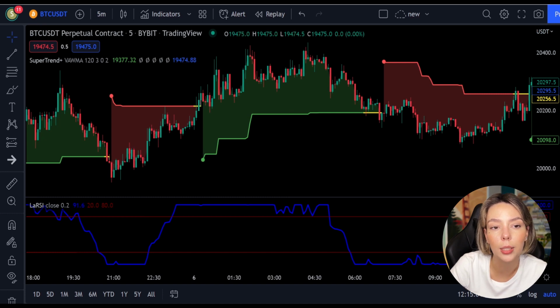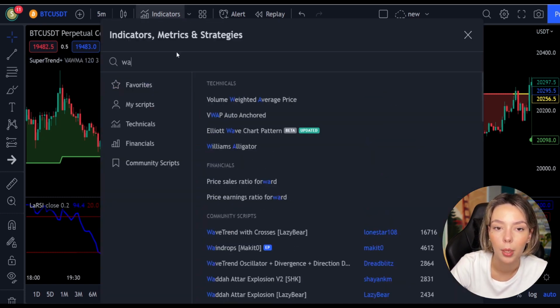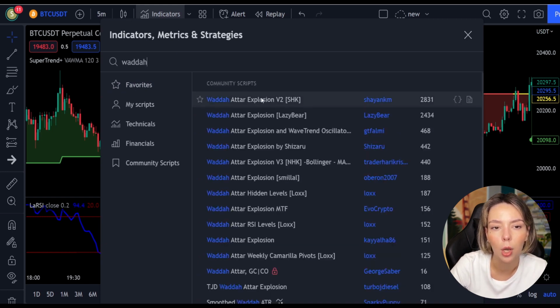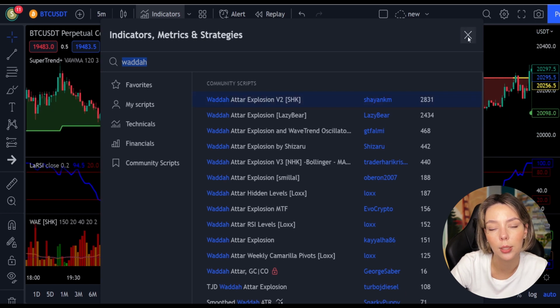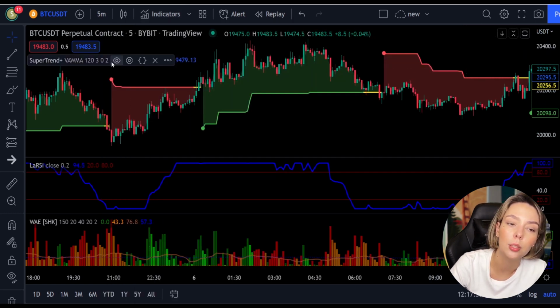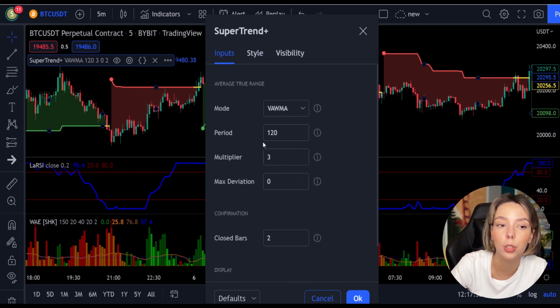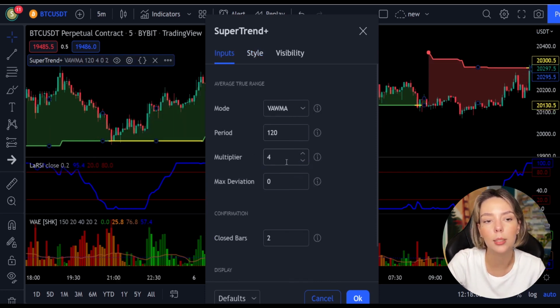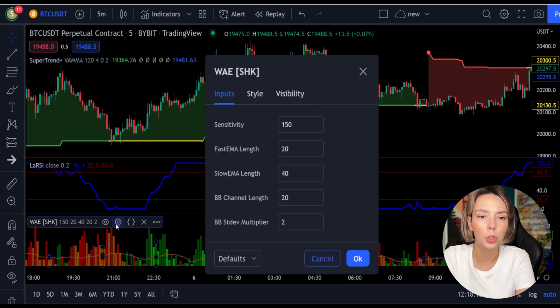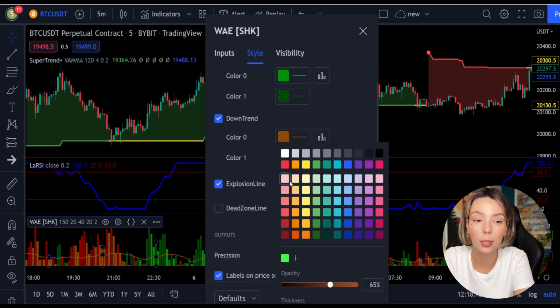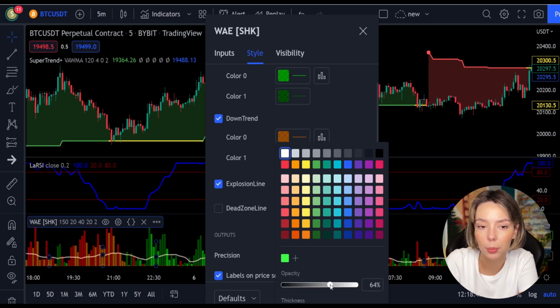The third indicator we are going to add is Vedha Eta Explosion. This one is by Shanky M. Now we need to change the settings on these indicators. Here we will go in settings for Super Trend Plus and change the Super Trend multiplier from 3 to 4. And now in settings for Vedha Eta Explosion, in the Style section, let's get rid of the dead zone and make the explosion line a bit more visible.